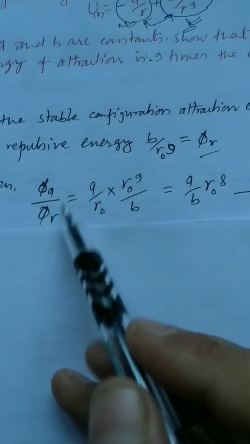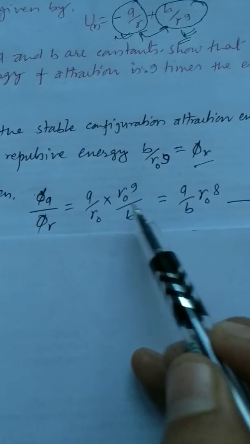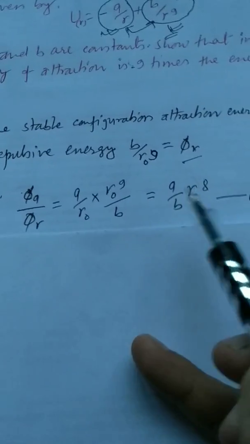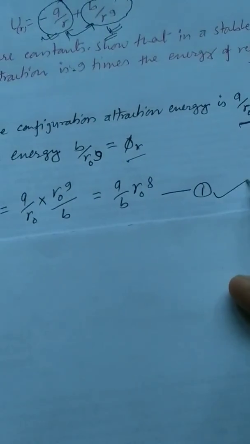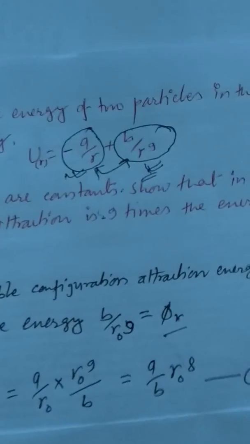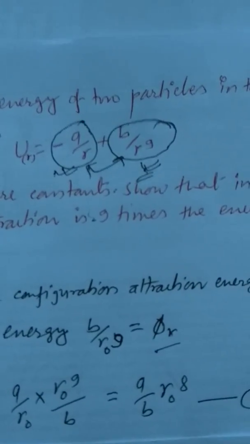So we can change that, and now we can take the ratio of this phi A and phi R, that is attractive and repulsive. Then what we obtain is equal to this one, and on solving we get A by B R to the power 8. This is equation 1. Now here is given U(R) is equal to negative A by R plus B by R to the power n.